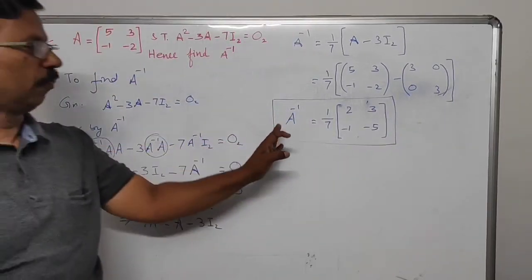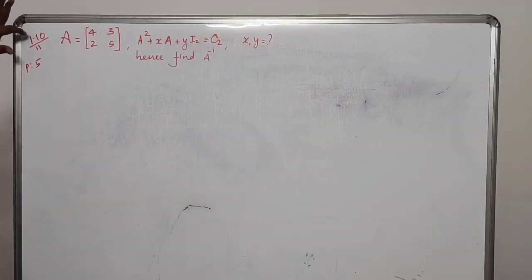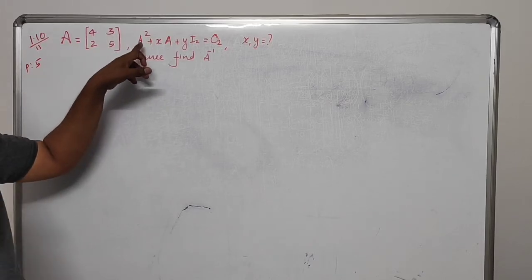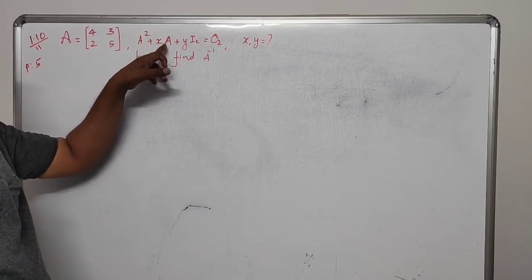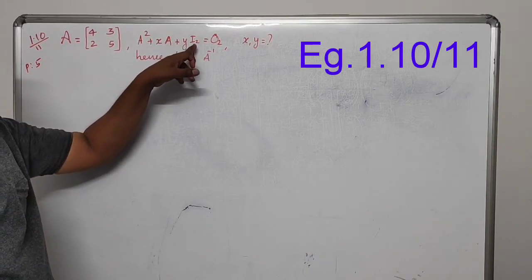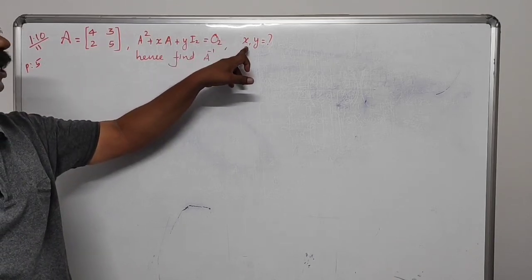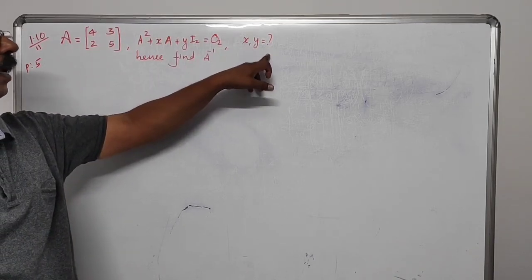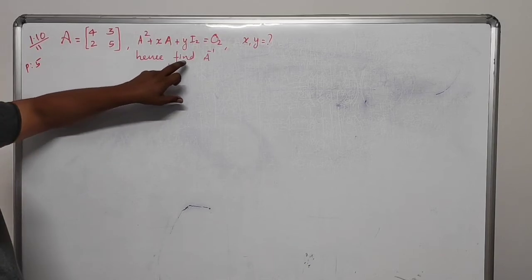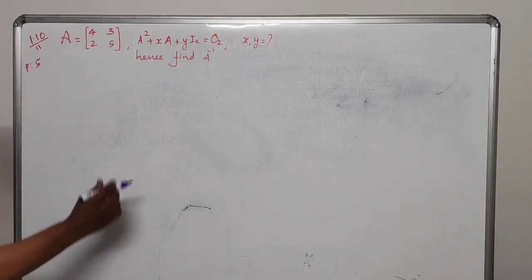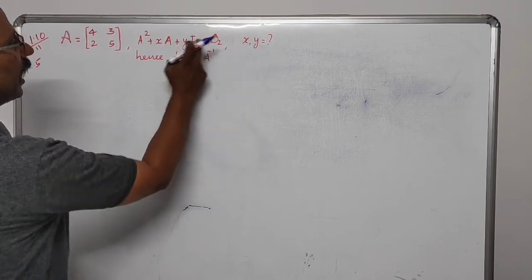Suppose you want. Next we will see example 1.10 given at page number 11 in the material, test problem number 5. Now for this matrix A, if capital A square plus x into capital A plus y into I2 is equal to O2, then we need to find the values of x and y. And also we need to find the value of A inverse through this condition. Therefore first let us find the values of x and y with the help of this condition.